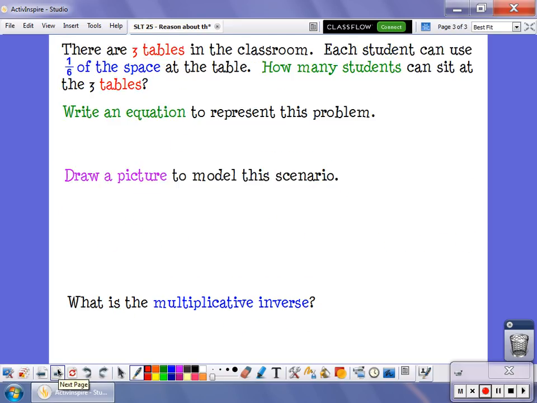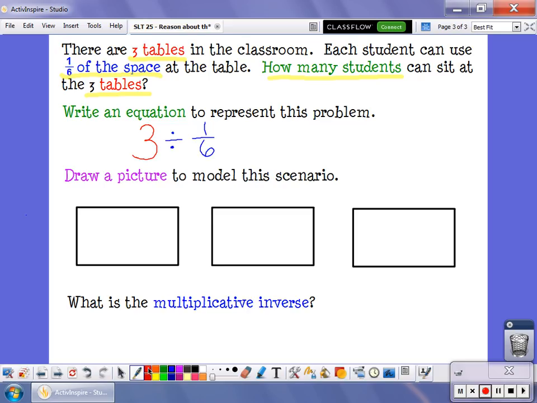Let's look at one more situation. There are 3 tables in a classroom, and each student can have 1/6 of the space at the table. So how many students can sit at 3 tables? Well, again, let's start with our equation. I know I've got 3 tables, and I want to divide these tables so that each student has 1/6 of the space. So 3 divided by 1/6. Now, if I were going to draw a picture, I would start with my tables, and I'm going to divide them into 6. I'm going to make 6 equal pieces in each table.